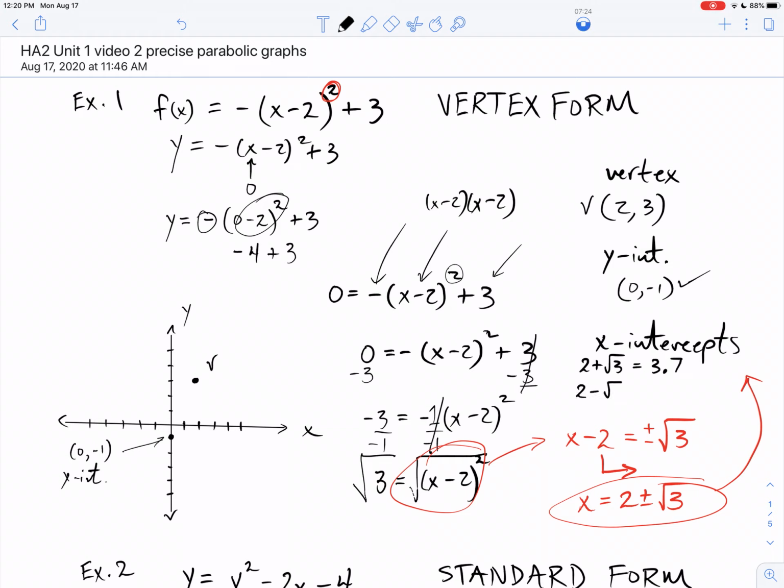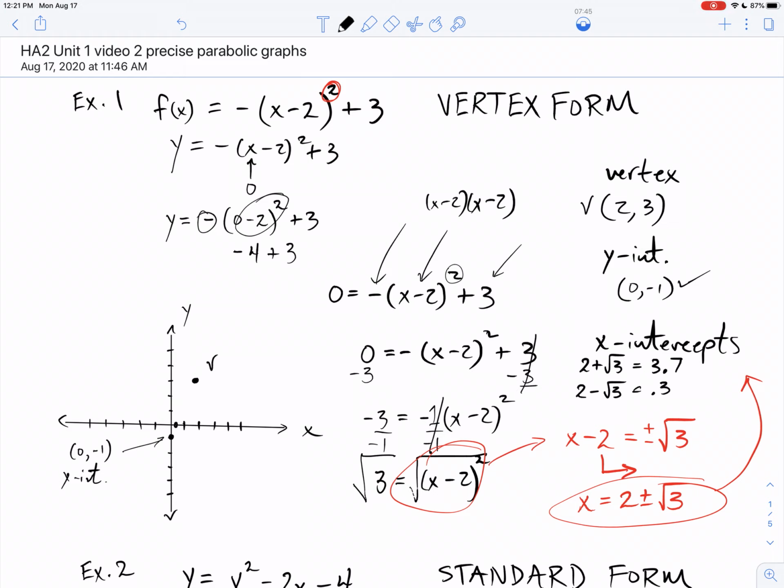2 minus the square root of 3. On my calculator, I am punching in 2 minus the square root of 3, which gives me 0.2679 blah, blah, blah. I'm going to call it 0.3. So now I can plot that. 0.3 lives about right here on my x-axis.